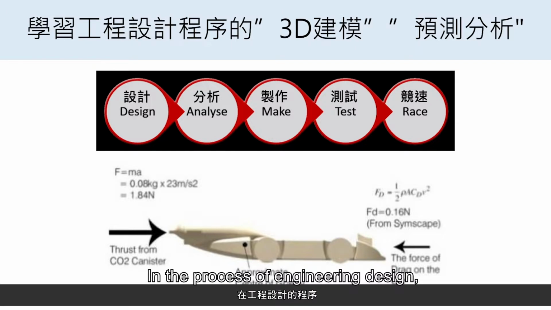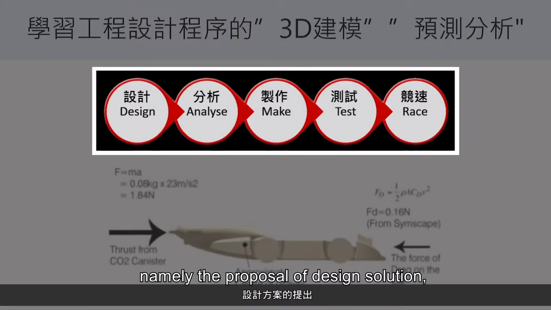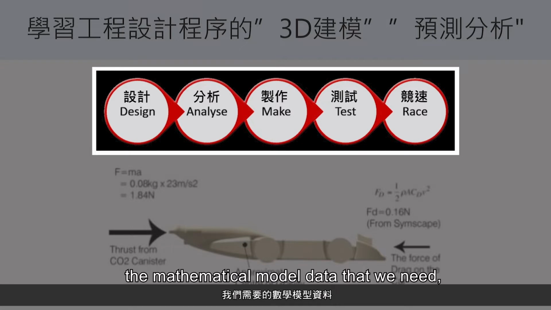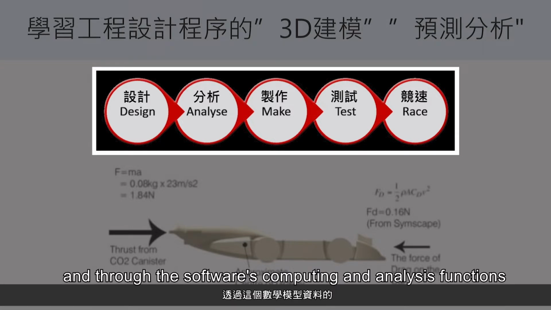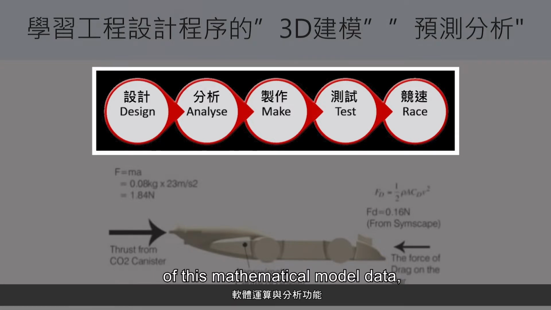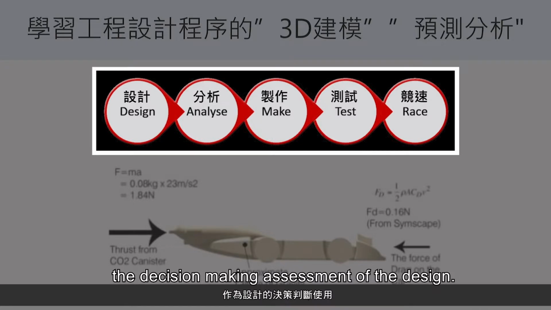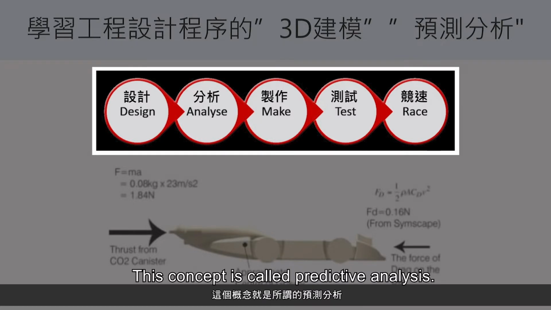In the process of engineering design, namely the proposal of design solutions, it is suggested that students use 3D modeling as much as possible because this method can produce the mathematical model data that we need. Through the software's computing and analysis functions on this mathematical model data, we can use the scientific evidence we have evaluated as the decision-making assessment of the design. This concept is called predictive analysis.